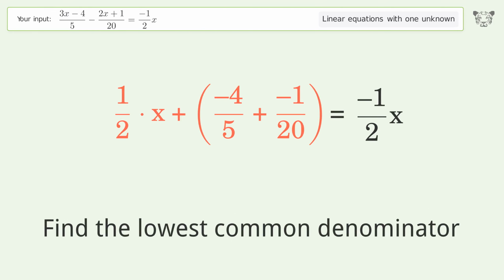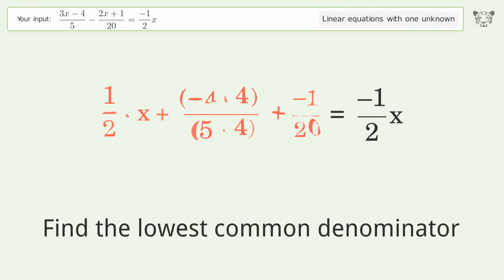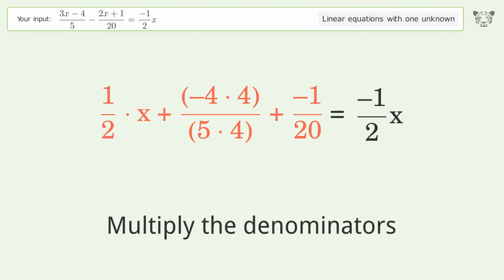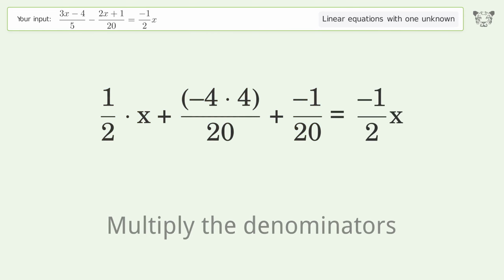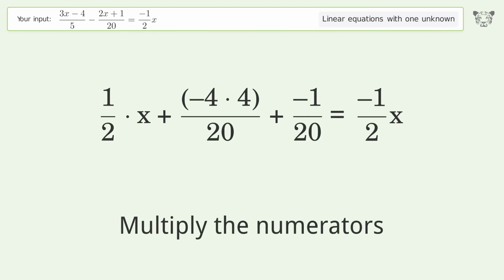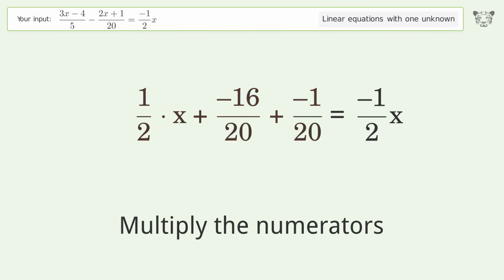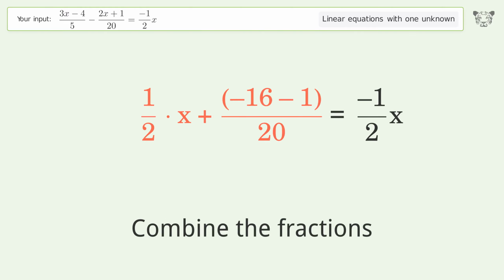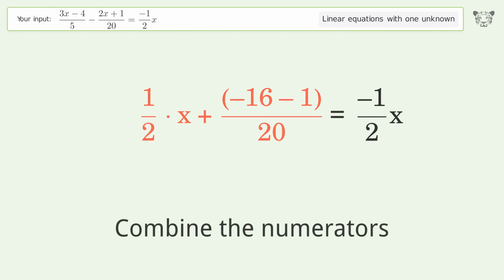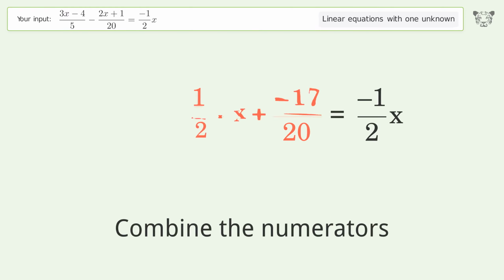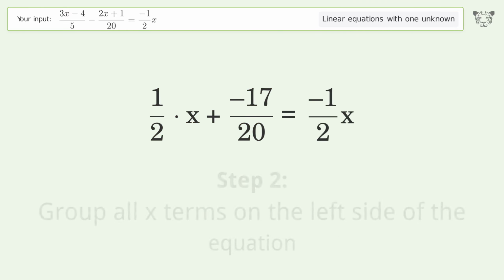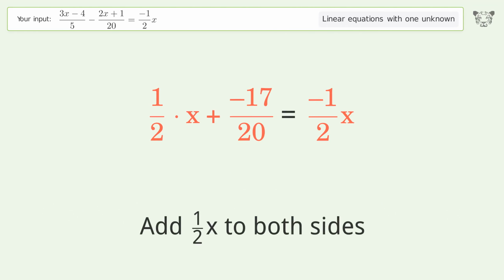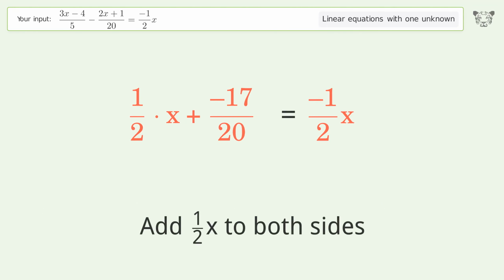Find the lowest common denominator. Multiply the denominators. Multiply the numerators. Combine the fractions. Combine the numerators. Group all x terms on the left side of the equation. Add 1/2x to both sides.